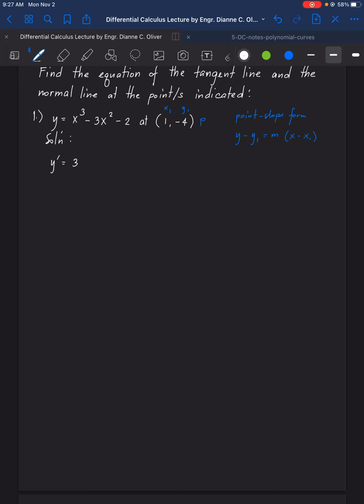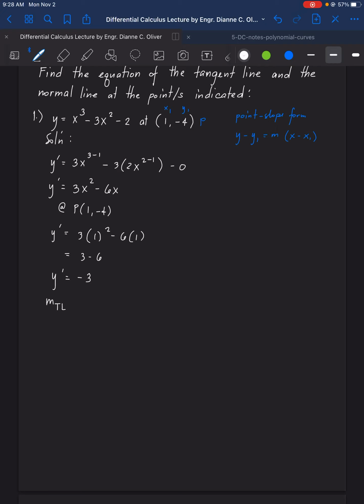y prime is equal to 3x to the 3 minus 1 minus 3 times 2x to the 2 minus 1 minus 0. Okay, so y prime is equal to 3x squared minus 6x. Now how do we determine the y prime value? Remember that the point is already given. At point 1, negative 4, your y prime is now equal to 3 times 1 squared minus 6 times 1. So this is 3 minus 6. Therefore, y prime is now equal to negative 3. So this is the slope of the tangent line.